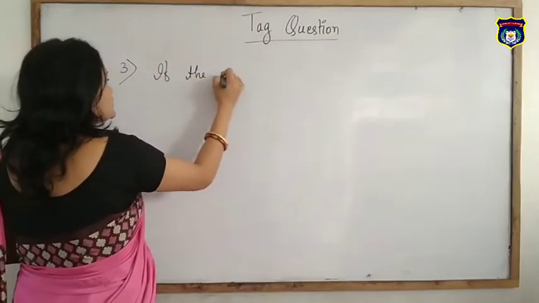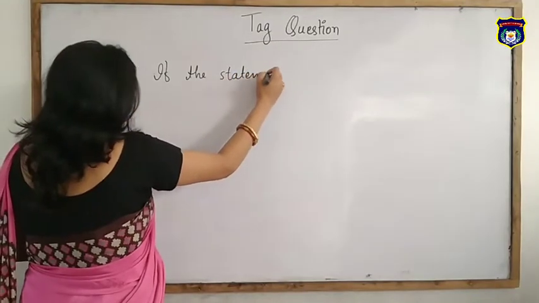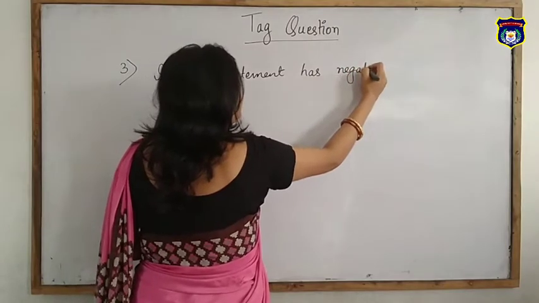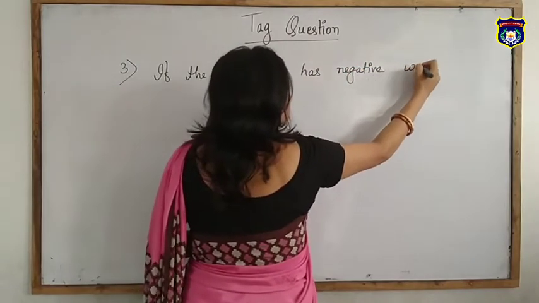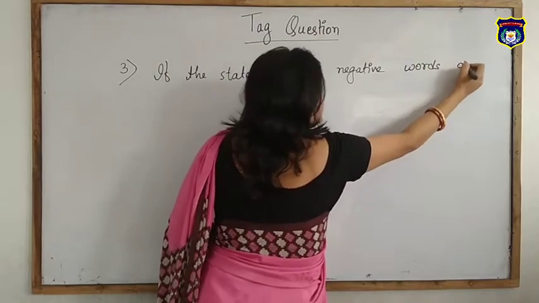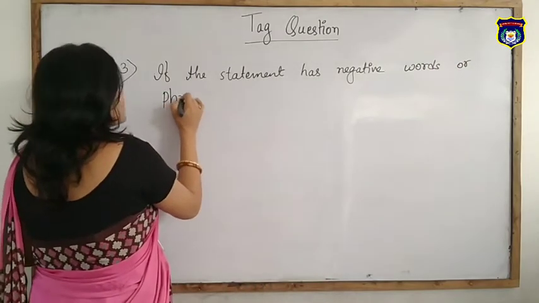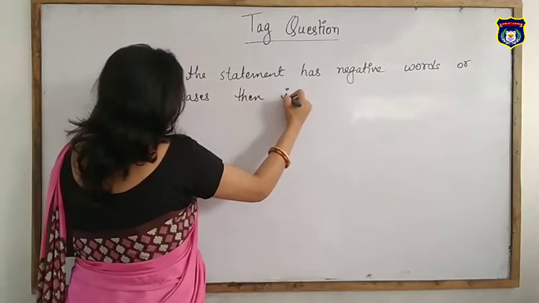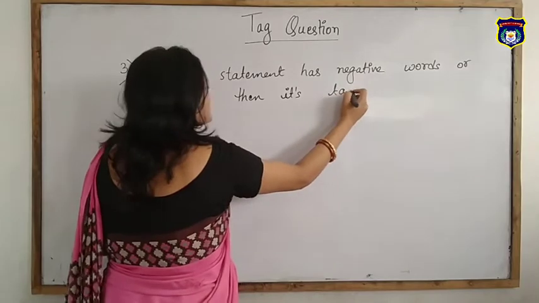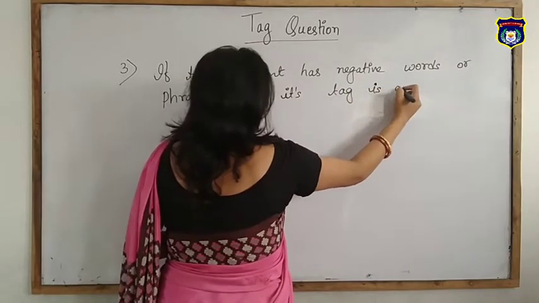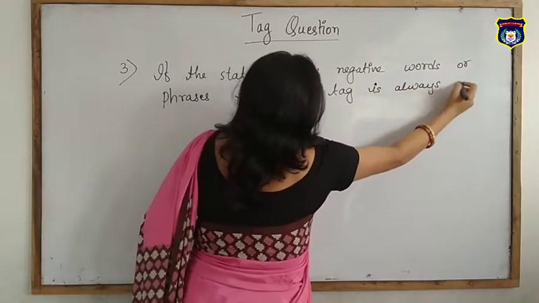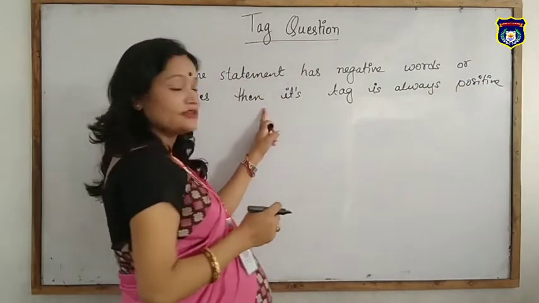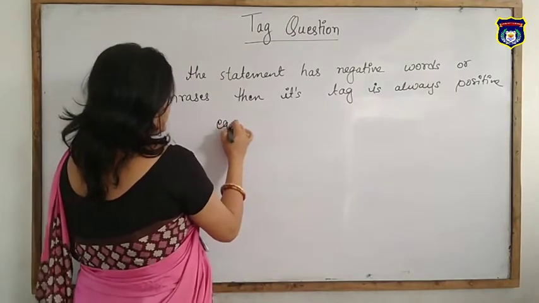If the statement has negative words or phrases, then its tag is always positive. So to clarify this statement, I am going to write an example.